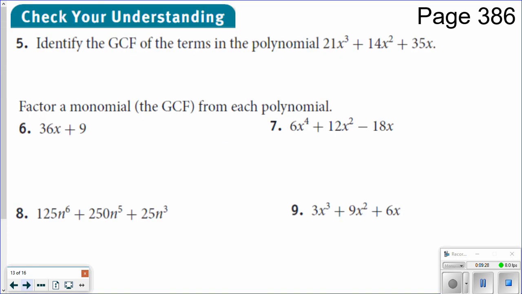On the same page, 386, at the bottom, you're going to see the check your understanding box. If you do not have enough room to work, you can write in the My Notes section of your book, or you can use page 387. So question 5 says identify the GCF. You just have to find it. You don't actually have to pull it out.